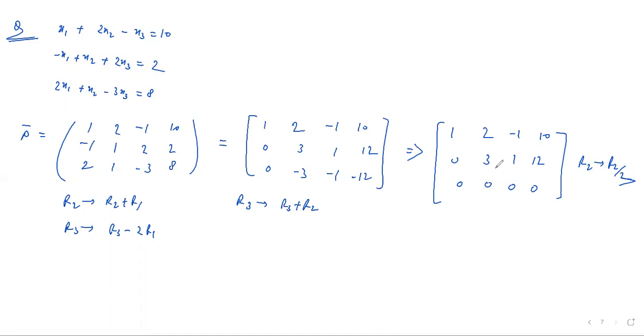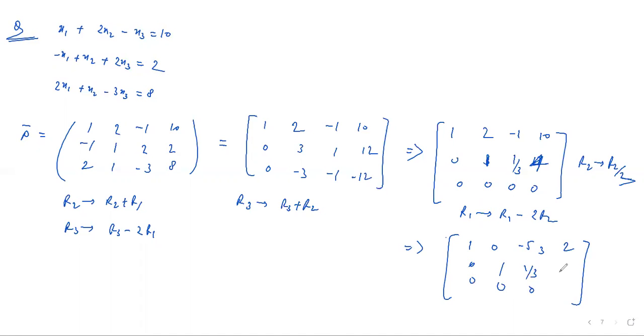Oh, sorry, by 3. Okay, so if we divide R2 by 3, we will have this as 1, this as 1 by 3, and this will be 4. Now to reduce this matrix, we have to make this 0, so we'll apply R1 minus 2R2. That will be equal to 1, 0, minus 5 by 3, and this is 2. Then 0, 1, 1 by 3, 4.